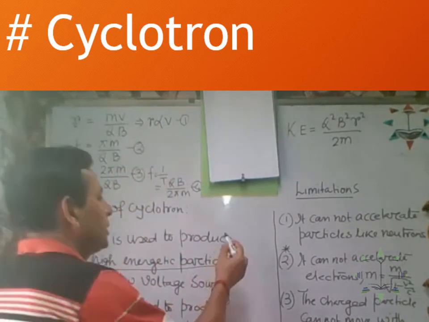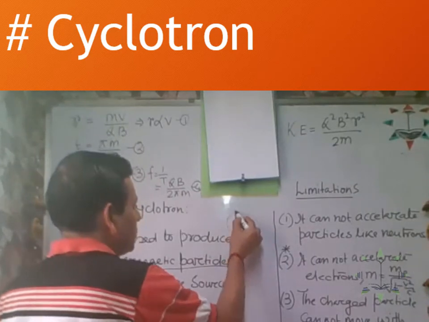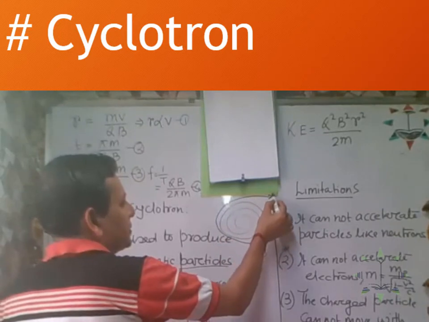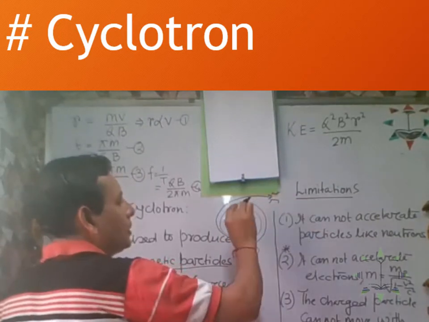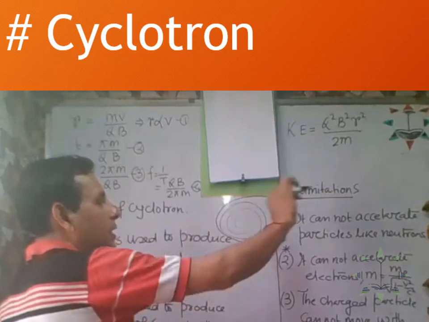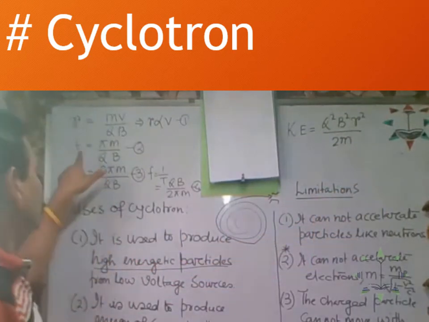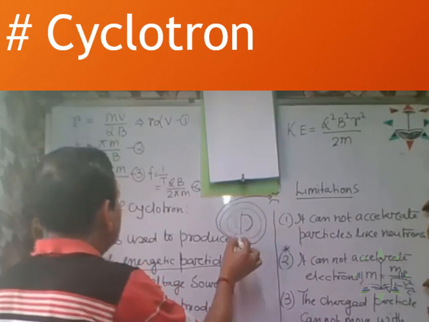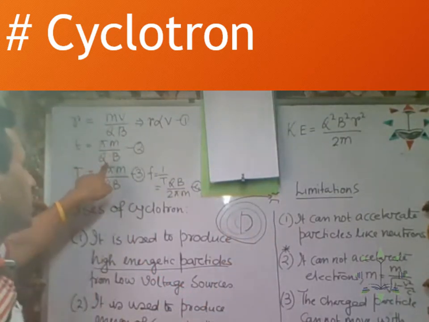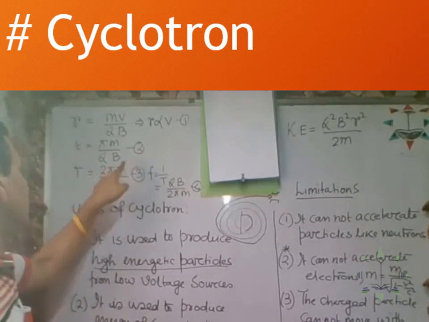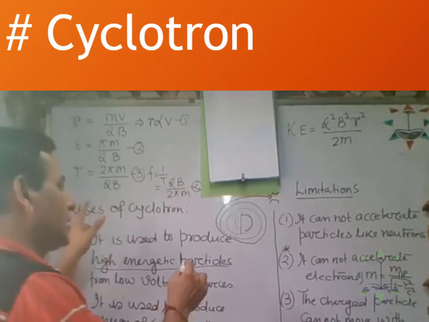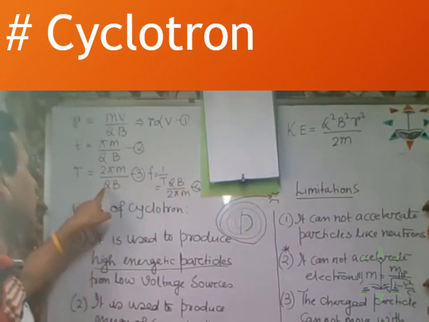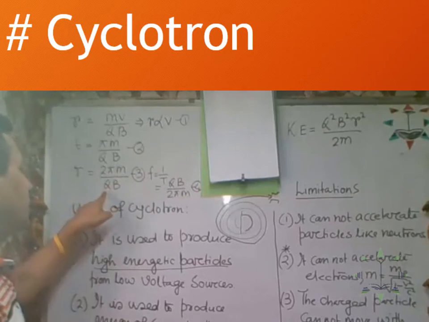That is the reason it is spiraling. The radius is not fixed. When it grazes the surface, then it exits. There is a deflector, and we allow the particle to exit from the cyclotron. Half of the time period, that is the time taken to cover half of a D, is given by pi m by q into b. This also we have derived. The time period, that is the time taken to move a complete circle, is just twice of this, 2 pi m by q into b.